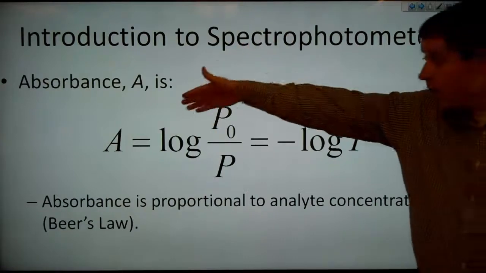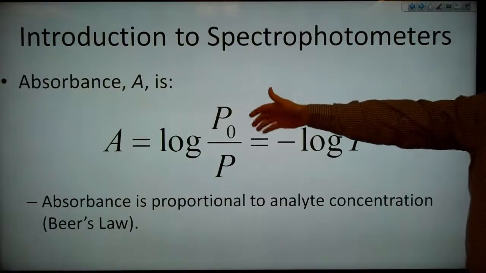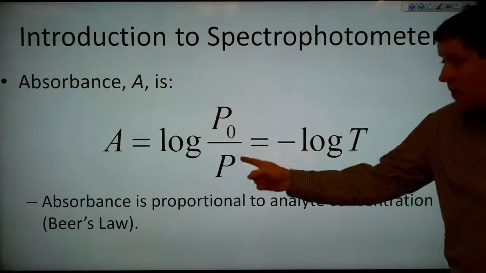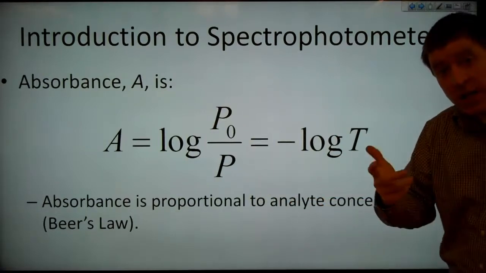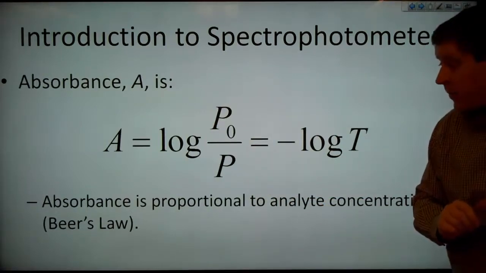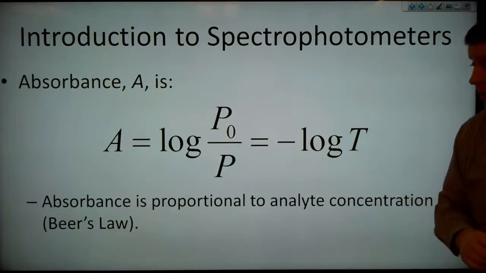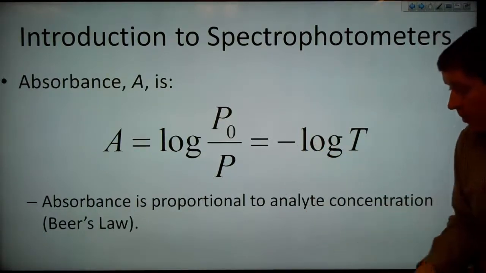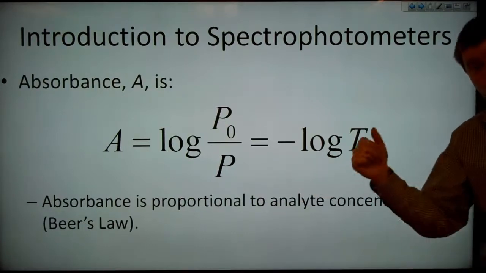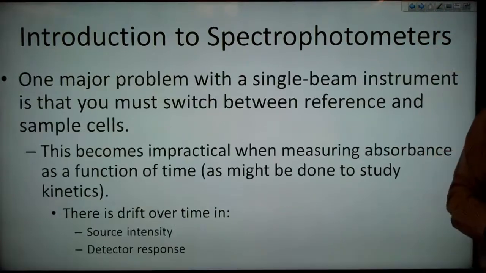The absorbance A is equal to log of P0 over P. Note here that this fraction P0 over P is the inverse of the transmittance T, and that means that A is equal to minus log of T. So the absorbance is proportional to analyte concentration. Remember, this is Beer's law, or the Beer-Lambert law.